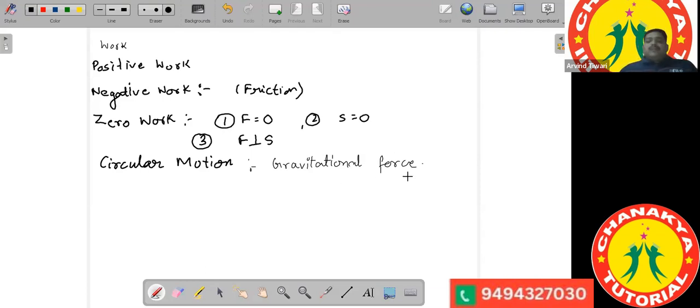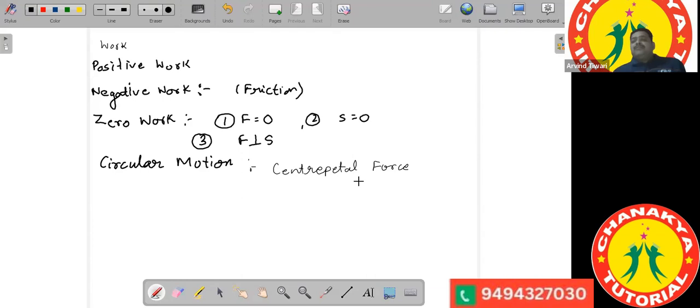Gravitational force or the centripetal force. For the circular motion, we require the centripetal force, not the gravitational force. The gravitational force is provided only by gravitation. It is the centripetal force which is required by an object to move in a circle.